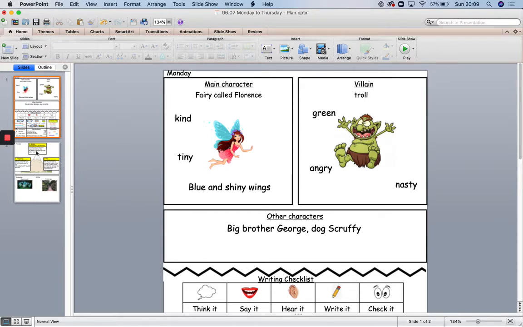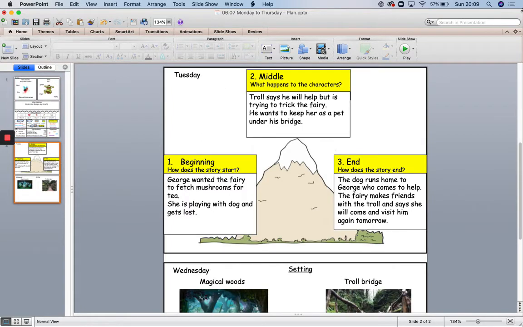Moving on to Tuesday's lesson. I've already done this, but this is the kind of thing I would like to see from you on Tuesday. So thinking back to the first week where you were sequencing Little Red Riding Hood and you sorted the beginning of the story, the middle of the story, and then the end, how it all finished.